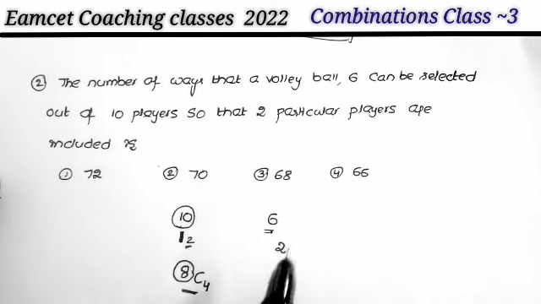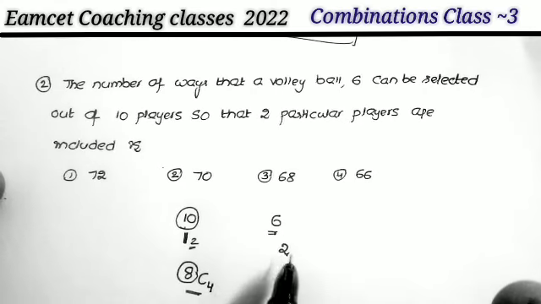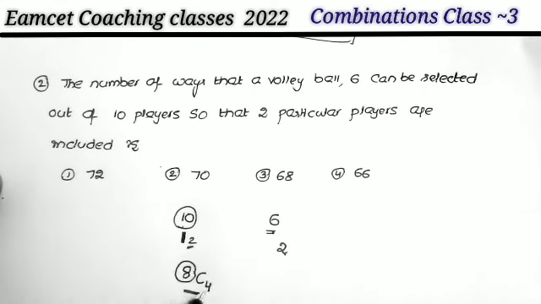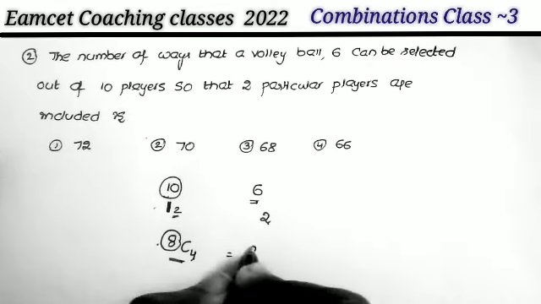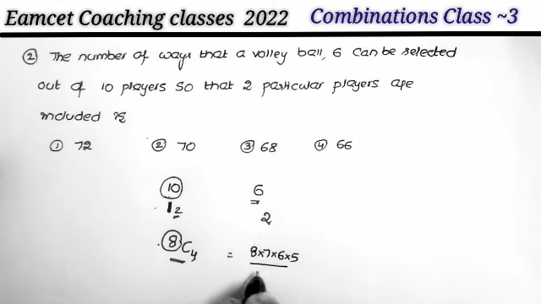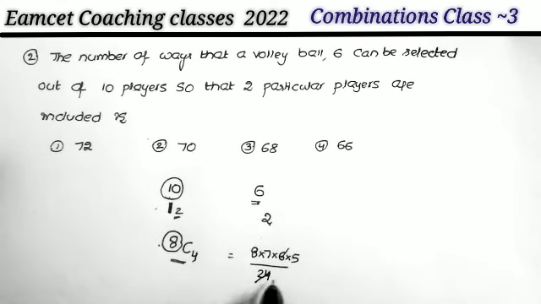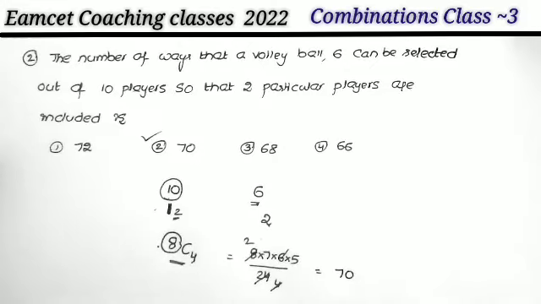We want a team of 6 members. Already 2 persons are there, so it is enough to select only 4 more. Then 2 plus 4 is equal to 6, and we select the 4 members from the remaining 8 only. That is 8C4. And what is the answer of 8C4? 8 into 7 into 6 into 5 by 4 factorial. 4 factorial is equal to 24. Cancelling, the answer is equal to 70, and that is the second option. That's all. This is the answer.